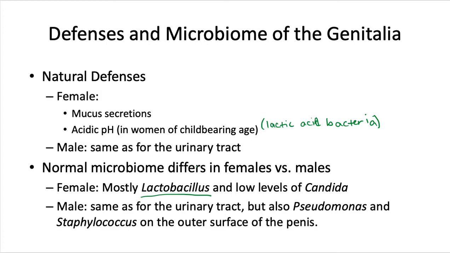All right, and the males will have the same defenses as the urinary tract since they share the same parts. Same thing with the microbiome. The microbiome is going to be a little bit different. For the male's urinary tract, it's going to be similar to the skin that's found on the outer surface of the penis. So there will be many microbes in the urethra coming from the skin.